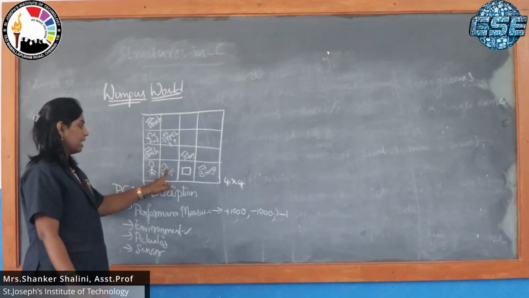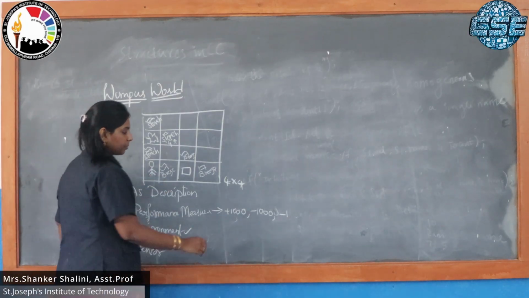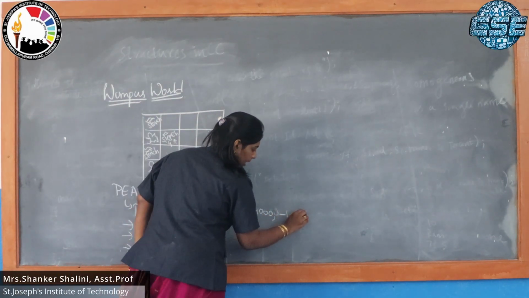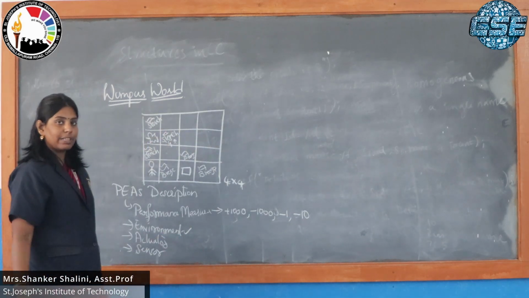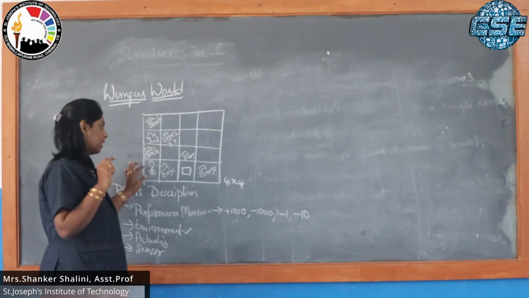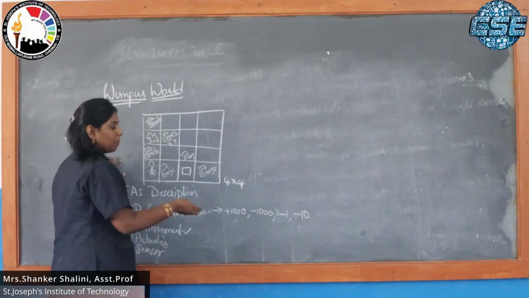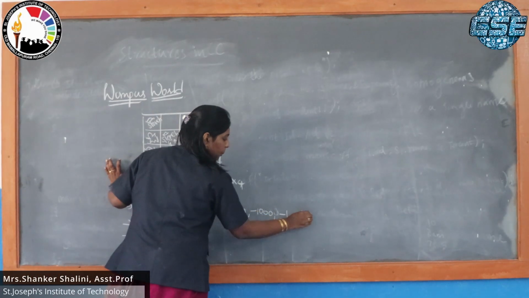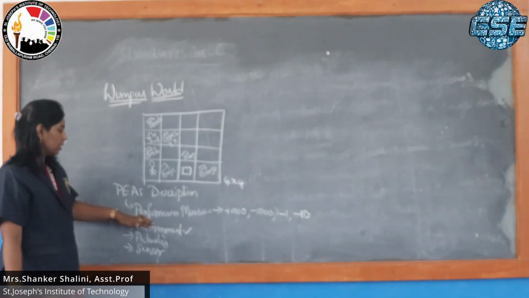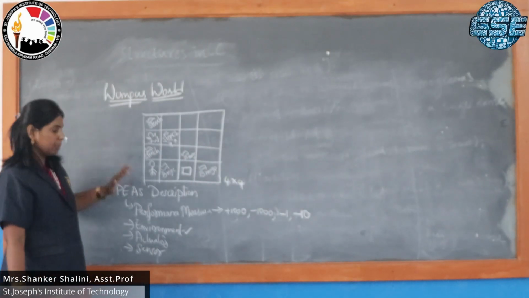For each move we give minus 1, and minus 10 if the agent uses his arrow. It has only one arrow. If he uses that, it will give minus 10. So these are all the performance measures we are going to use in the Wumpus world problem.